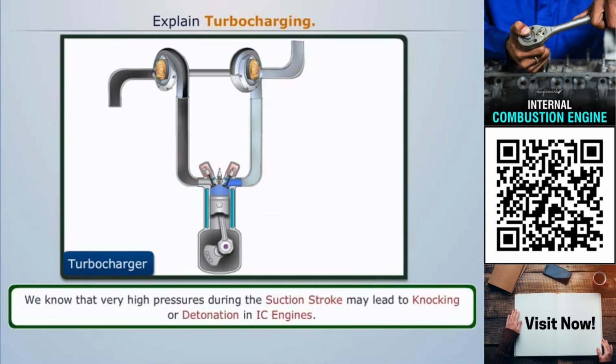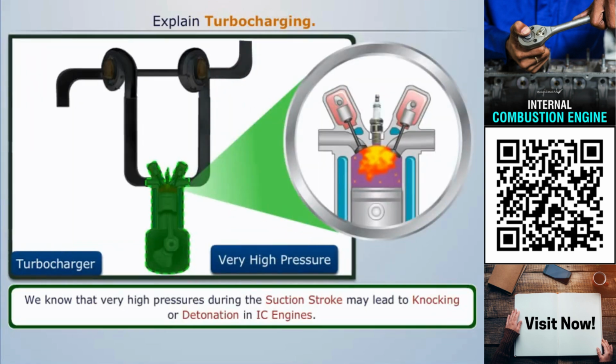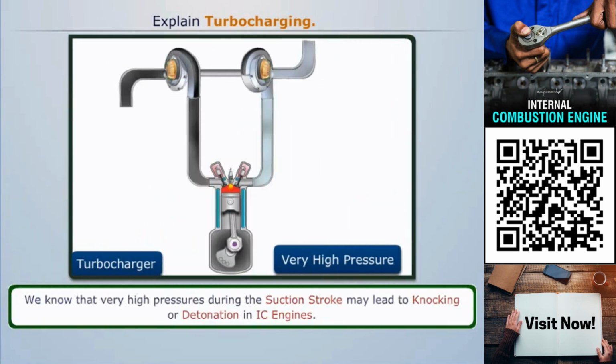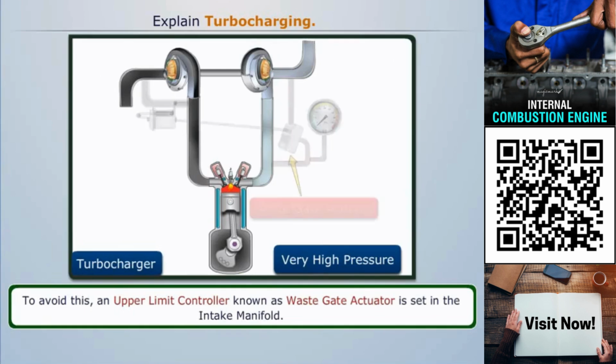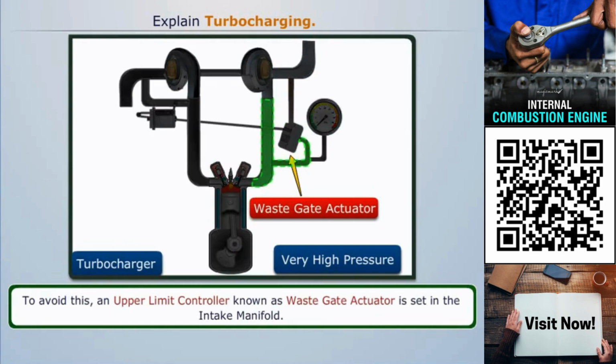We know that very high pressures during the suction stroke may lead to knocking or detonation in IC engines. To avoid this, an upper limit controller known as wastegate actuator is set in the intake manifold.